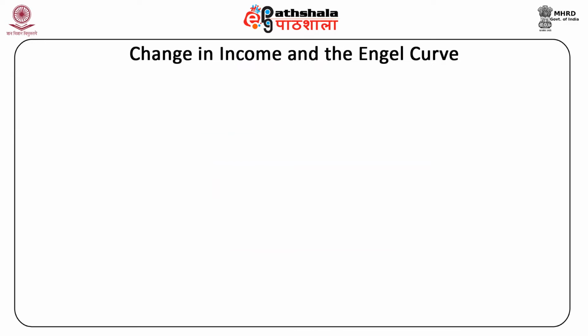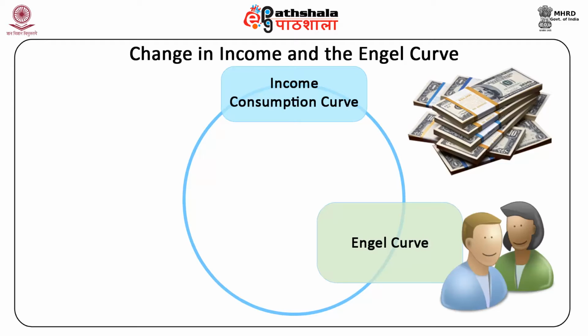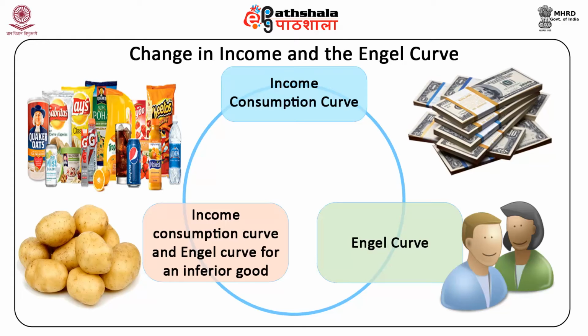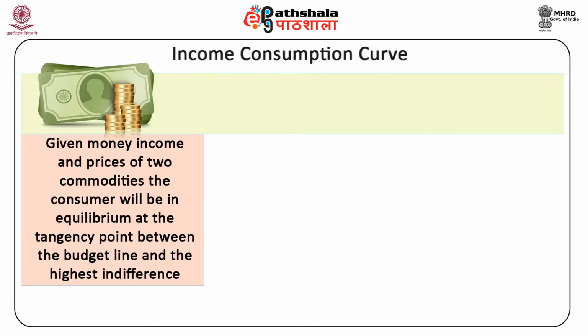Now, let us start with an examination of change in income on the consumption and try to derive income consumption curve followed by Engel curve. We will also derive both the curves for an inferior good. First is the income consumption curve. With given money income and prices of two commodities, the consumer will be in equilibrium at the tangency point between the budget line and the highest indifference curve.